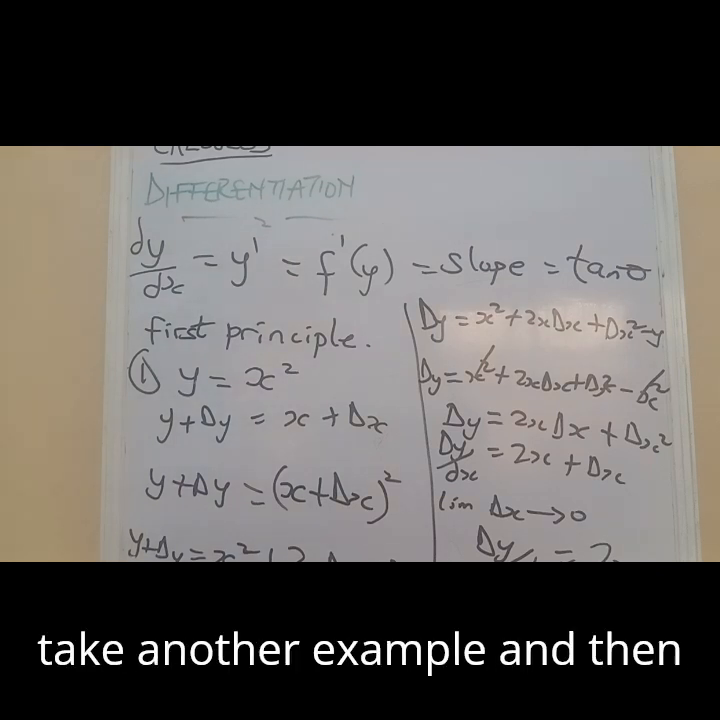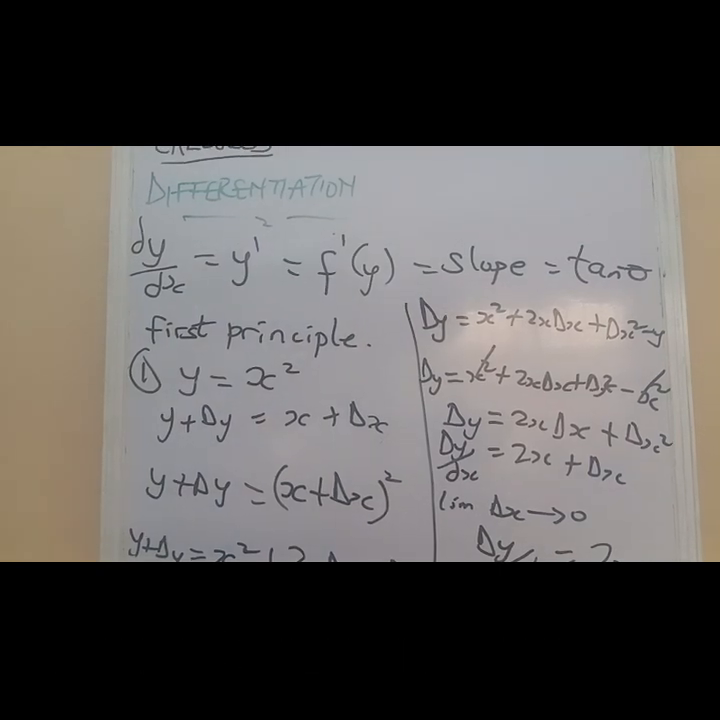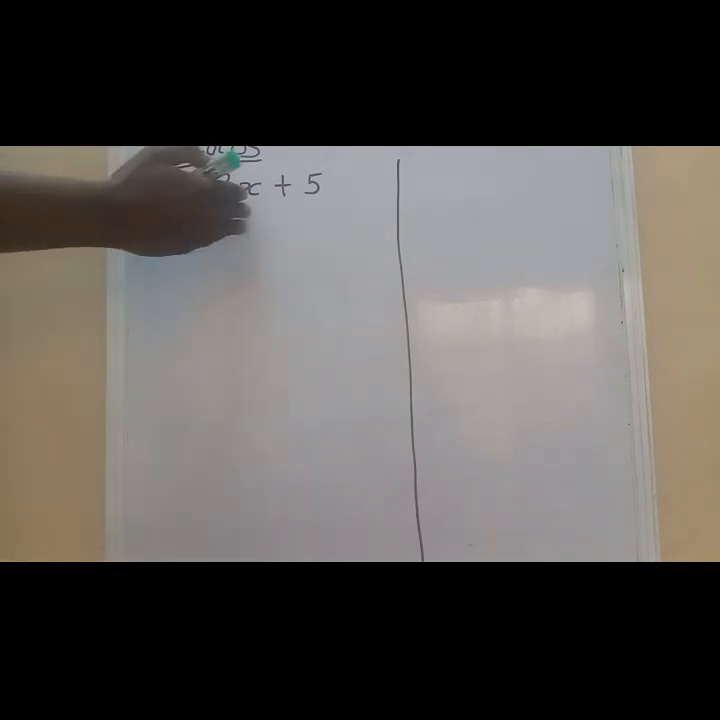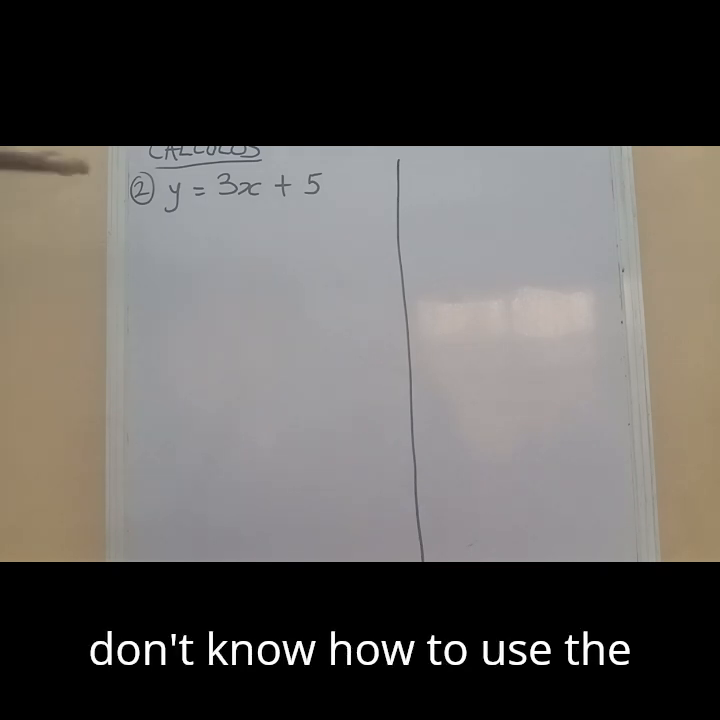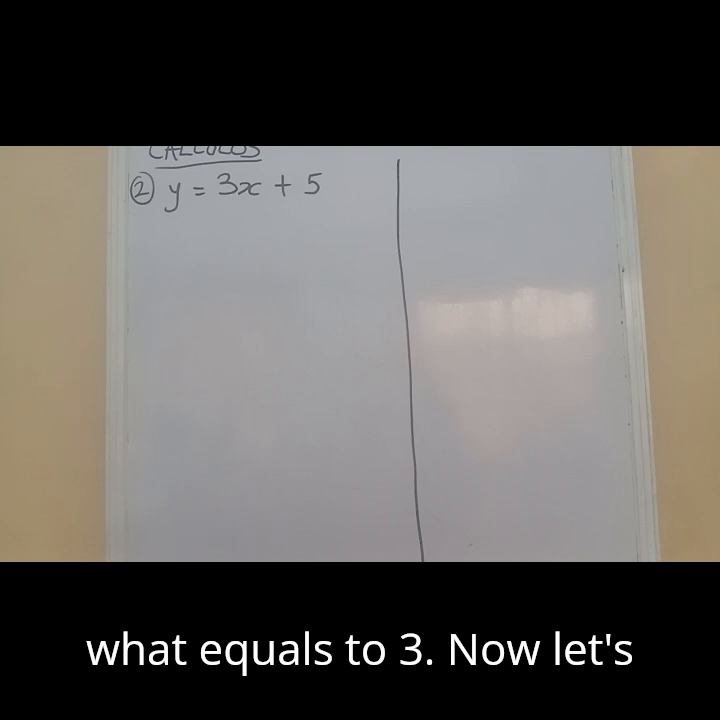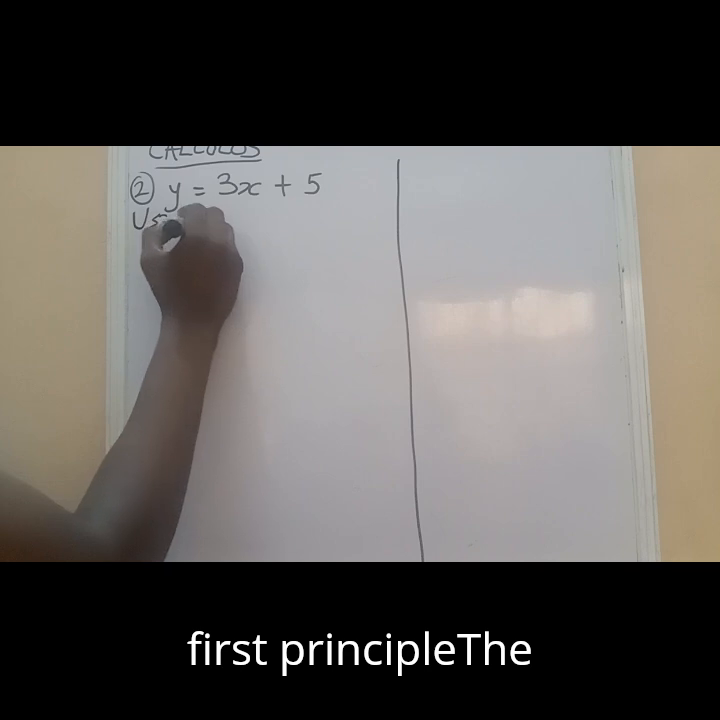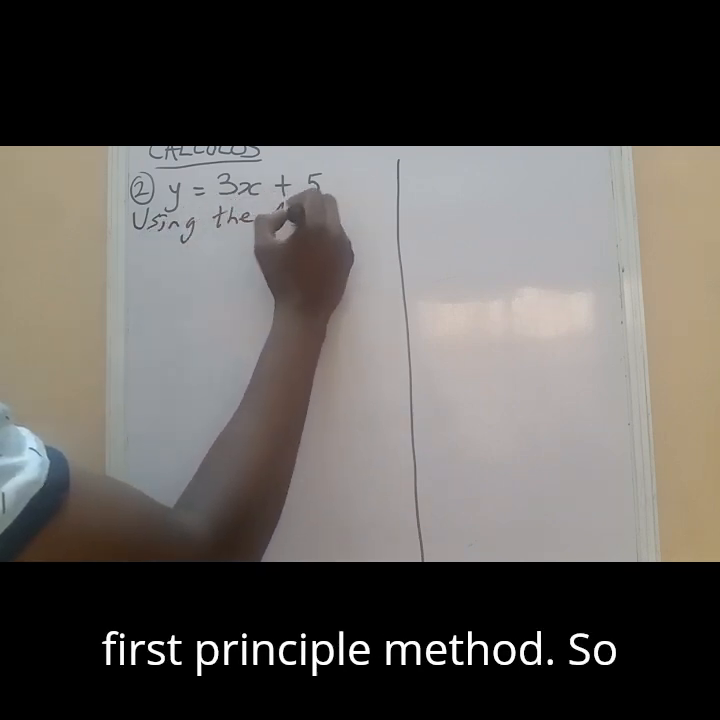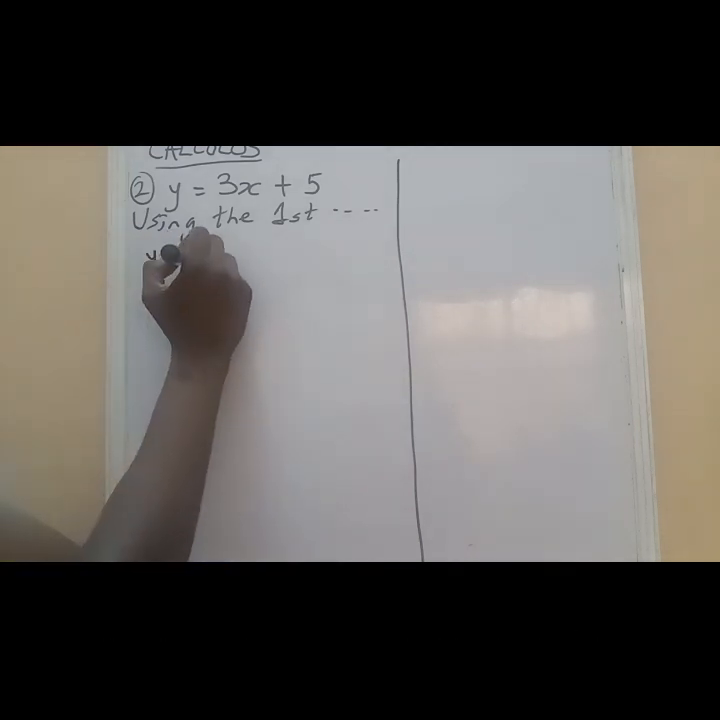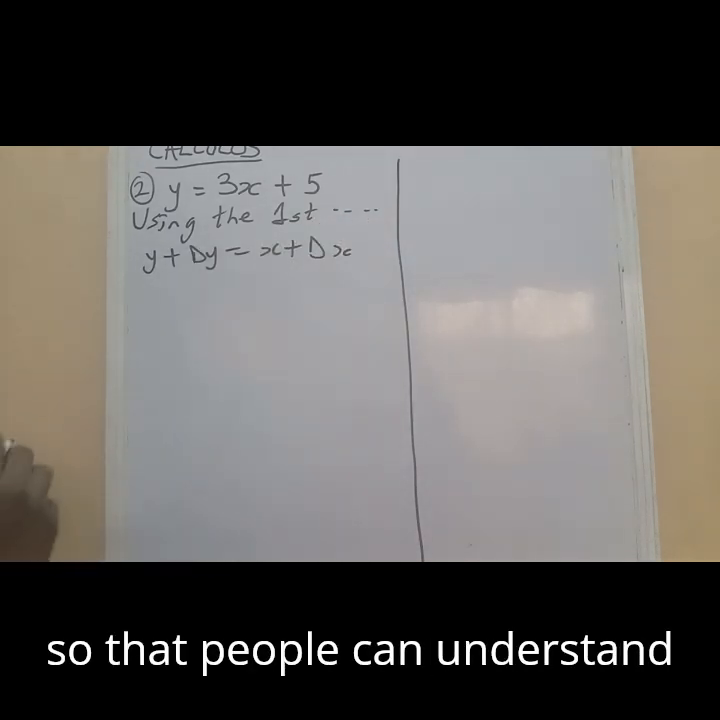Let me quickly take another example, then we'll move to the next one. Here is another question. y equals 3x plus 5. For those who know how to use the faster method, you will know that dy dx equals 3. Now let's use the first principle method. So what do you say? y plus dy equals what? x plus dx. I'm only taking my time so that people can understand this.